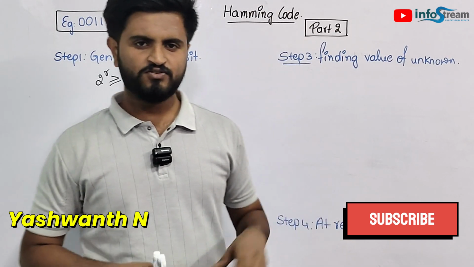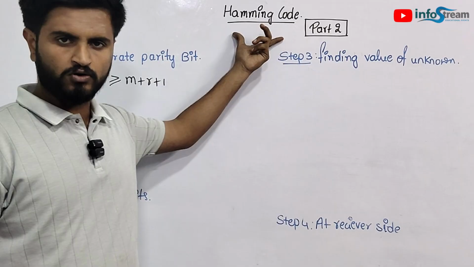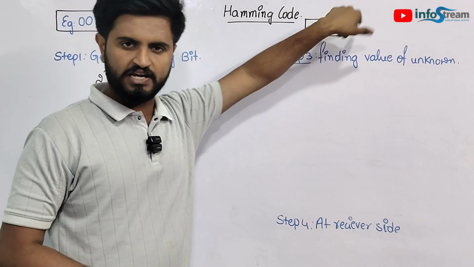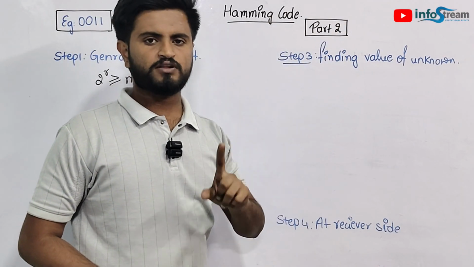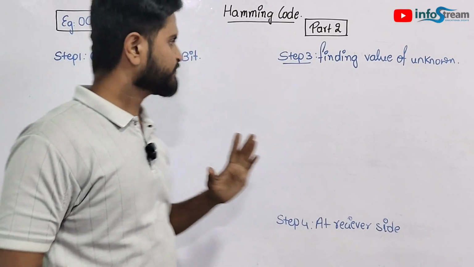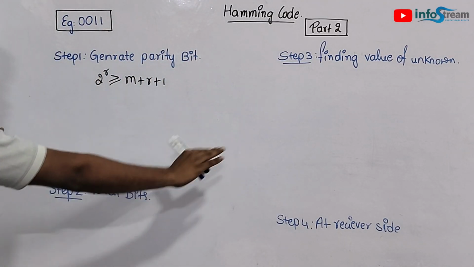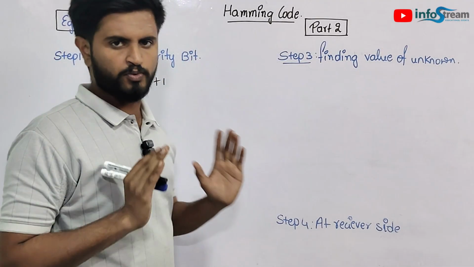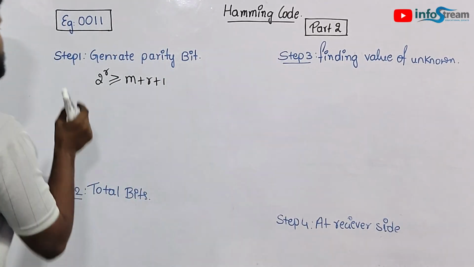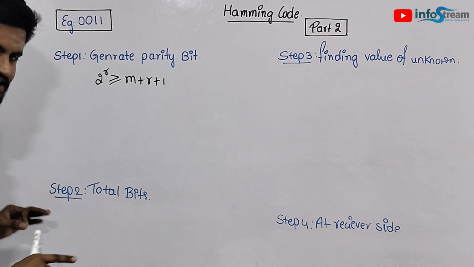So in this video, let's discuss the Hamming code. This is the second problem I am discussing. The part 1 video link I will give in the description. We are using only 4 steps to solve the Hamming code problem. Very easy. Here, this is the given example.